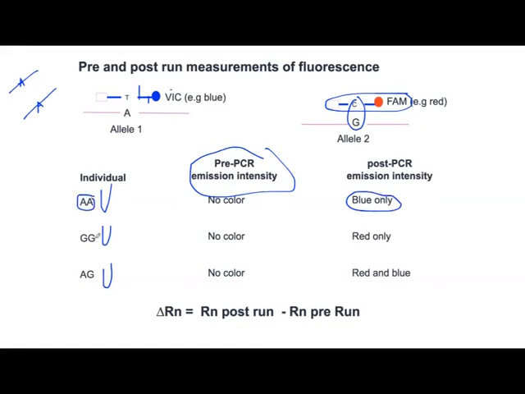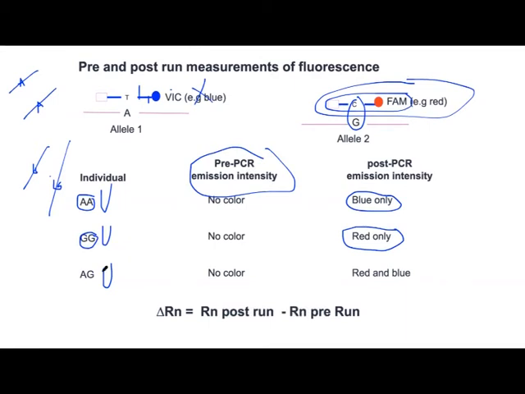Now, if you have an individual who is a GG, again, you're going to have 1 G here and 1 G here. So which probe will bind? This will not bind. The FAM will bind, which fluoresces in the red color. So after the end of the PCR, if I take the fluorescence, it will only shine red color fluorescence. So I can tell that this individual is homozygous for GG.